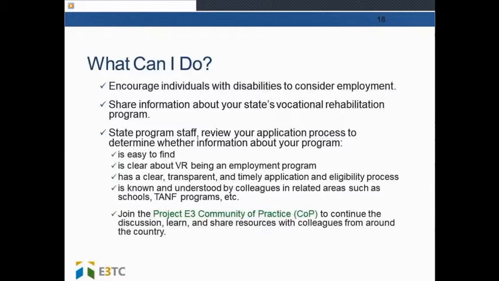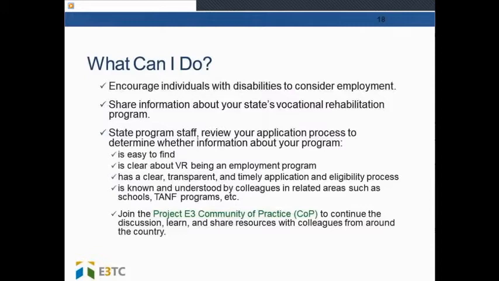You can also share information about your state's vocational rehabilitation program. The myth persists that we are the best kept secret, and we shouldn't be. There's no reason for VR to be a secret. Actively and openly share information about your state's program. Make sure you have a good website that is clean and accessible. Your literature is clean and easily available to those who want it.